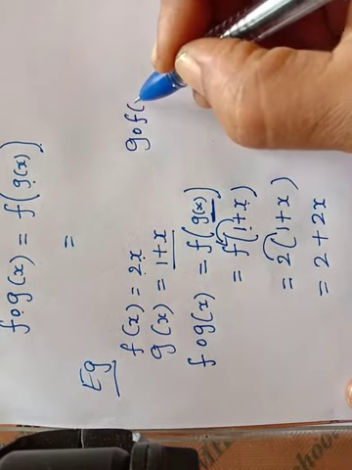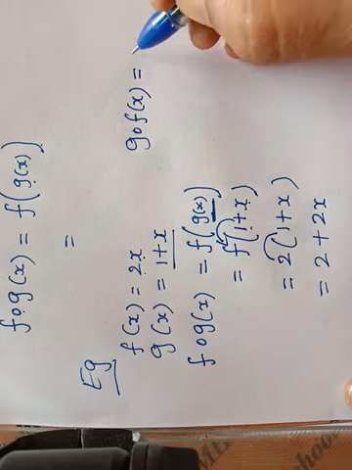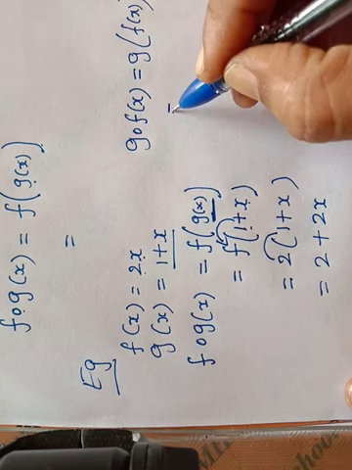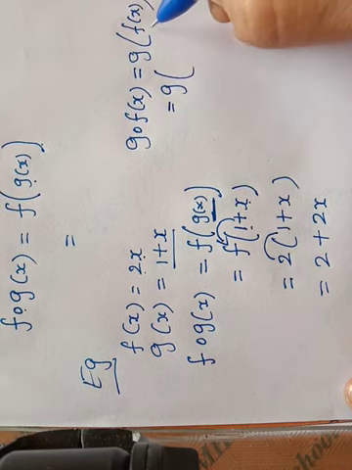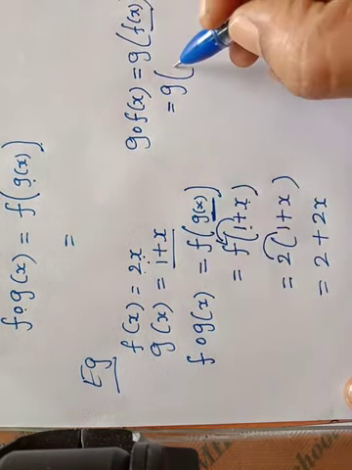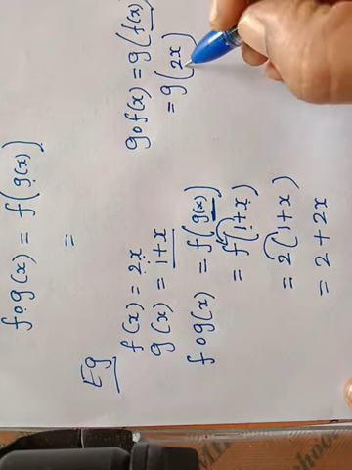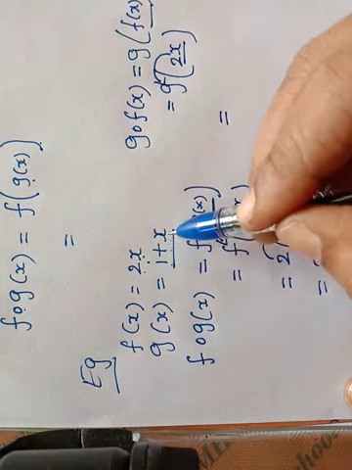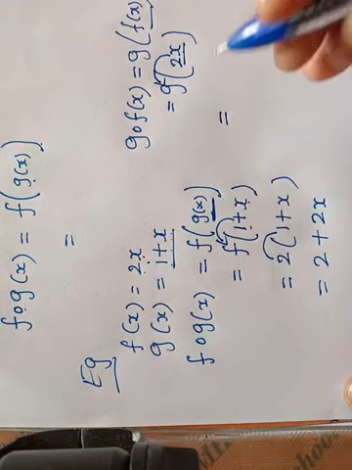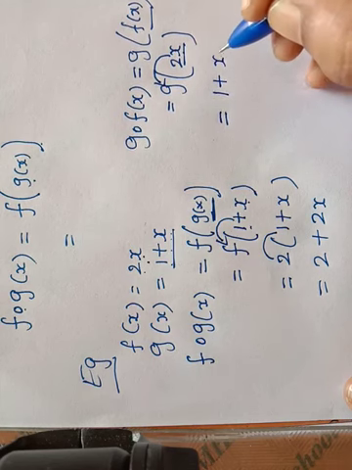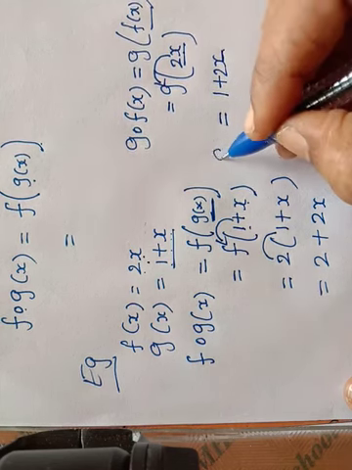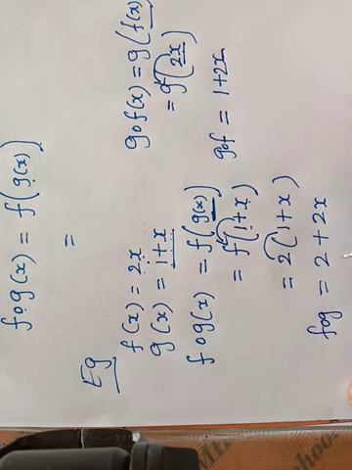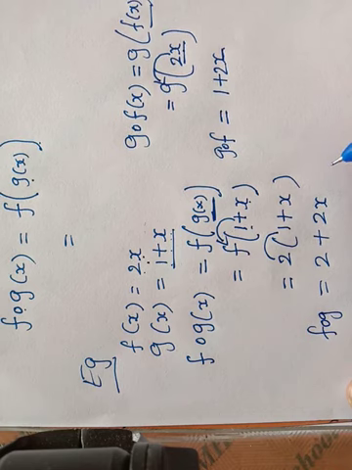G composite f of x, that is equal to g of f of x. That is equal to g of, this f of x function you have, 2x. So this 2x you want to substitute in the g function. The g function is 1 plus x. Instead of this x you want to substitute this 2x. So 1 plus 2x. This is your g composite f. This is your f composite g. Both are not equal. So composition of functions is not commutative.